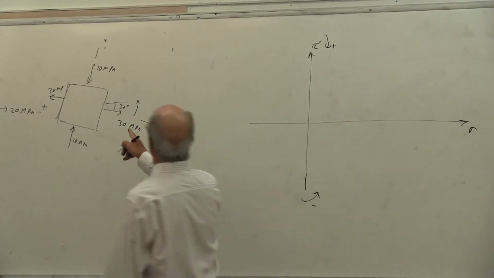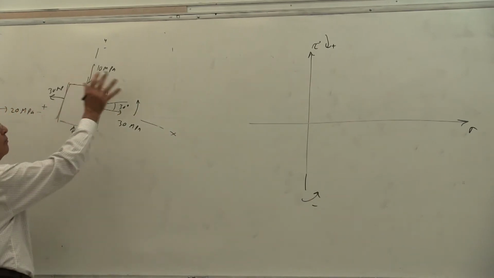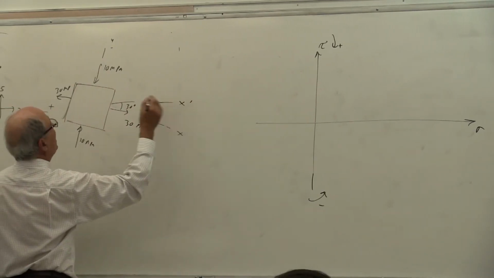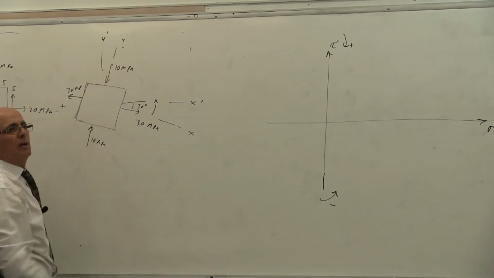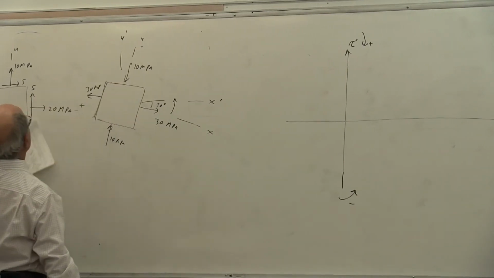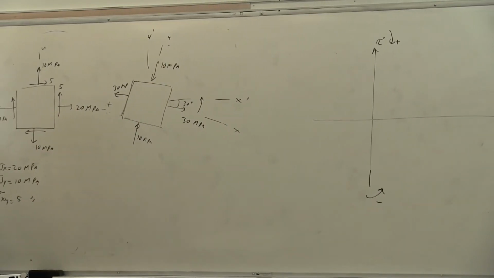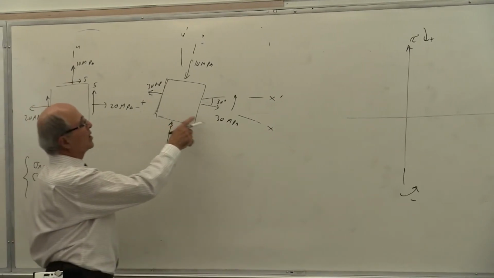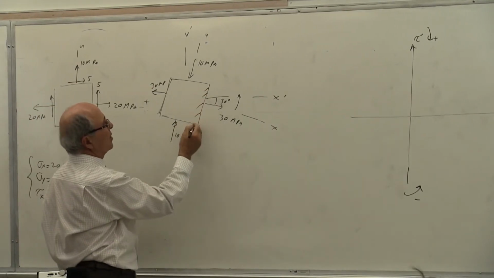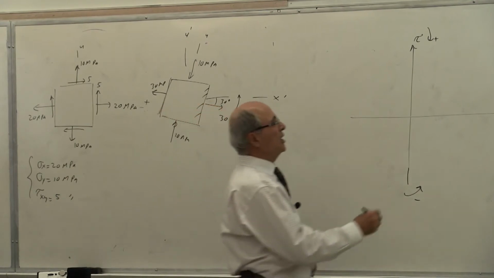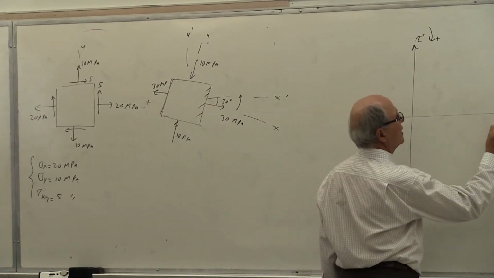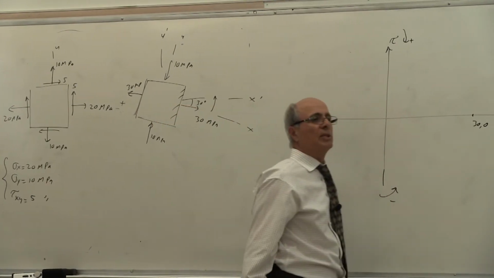Now, this is your x. This is your y. Forget about that. This would become your x prime, and x prime, y prime become parallel to this. Is that correct or not? So where is x? How much stress do we have on this surface? It is 30 and 0. Very good. Everybody understand that?